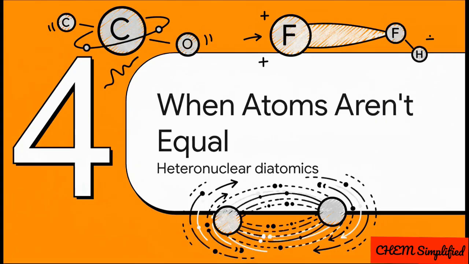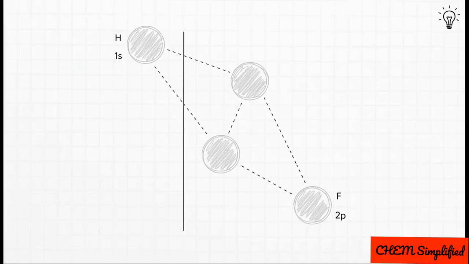Okay, so far we've been dealing with identical twins, right? 2 nitrogens, 2 oxygens. But what happens when the atoms are different, like in carbon monoxide or hydrogen fluoride? Now things get even more interesting, because we have to deal with electronegativity. It all comes down to one word: electronegativity.